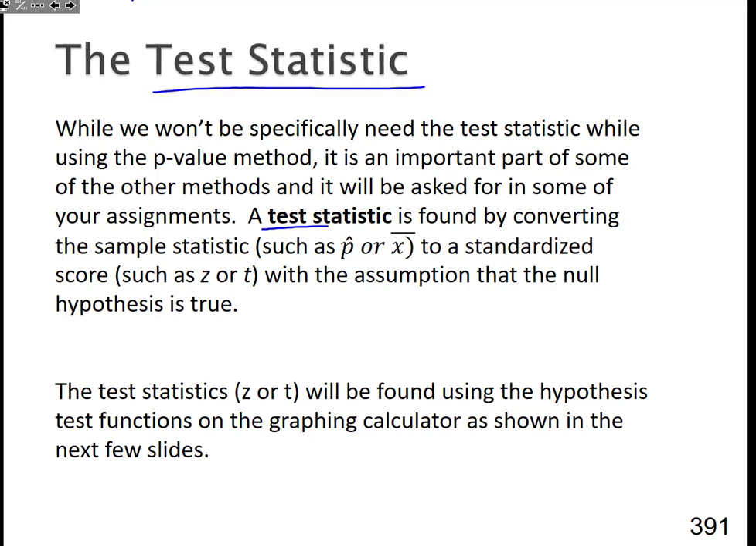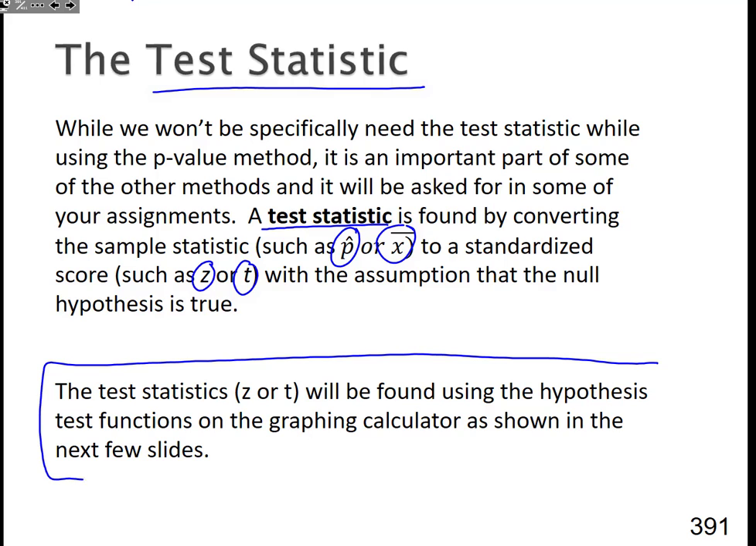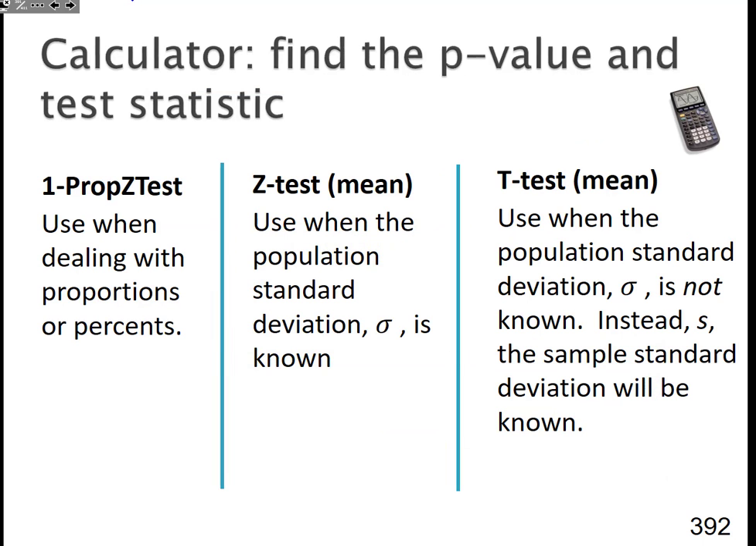So, a test statistic is found by converting the sample statistics, such as a p-hat or an x-bar, to a standardized score, such as a z-score or a t-score, with the assumption that the null hypothesis is true. Again, this could be done using a formula, but we will be using the hypothesis test functions on the graphing calculator as shown in the next few slides, and the test statistic will either be a z equals or a t equals depending on which test we use.